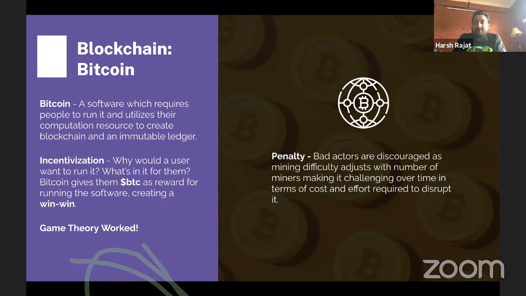So again, over here, the game theory, incentivizing good behavior. The incentivizing part for Bitcoin was that Bitcoin wanted users to run its software on their computer. Otherwise, Bitcoin will not be Bitcoin. And that was the win scenario for Bitcoin.